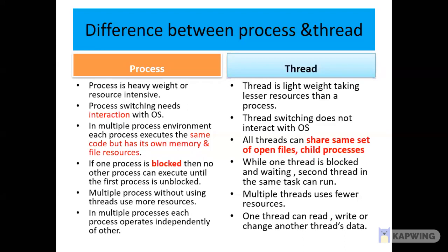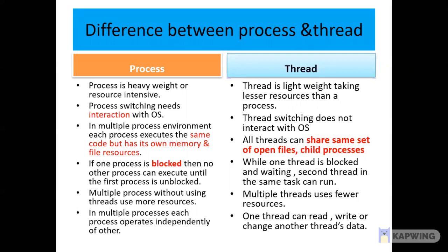Second difference. Suppose we are in a class. The class is your process, and the students are your threads. Switching between branches, changing the branches, is simple. They do not require any permission. But that is not the case in a process.